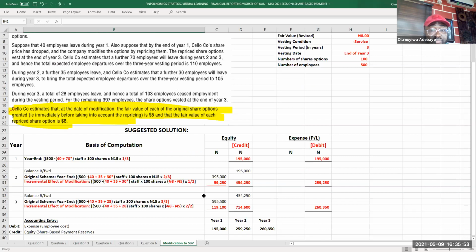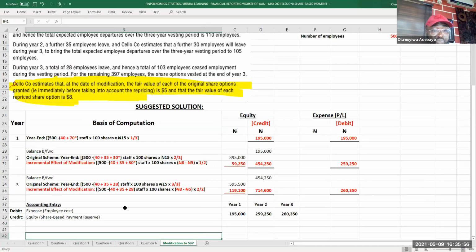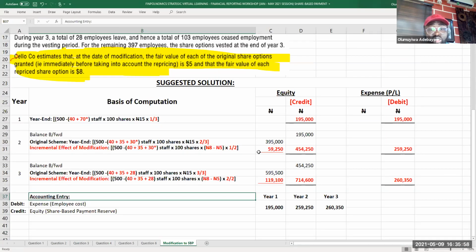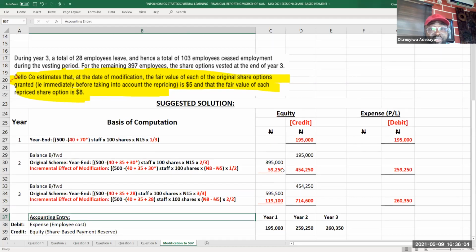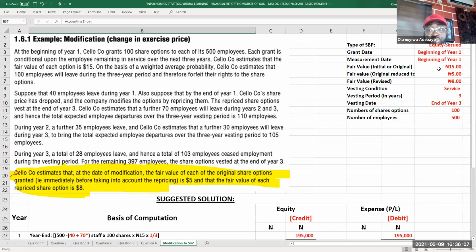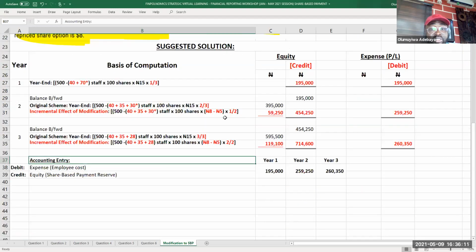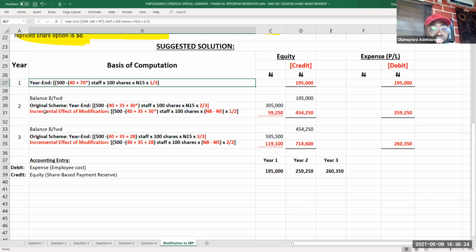The incrementer that you have here is as a result of the difference between the repriced fair value and the reduced fair value of the original option. And that is it. Okay. And that will be for the remaining period, which is 2 years. I will take 1/2 for the first part of the year, and we'll take 2/2 of the later part of the year. You find out that this did not change.